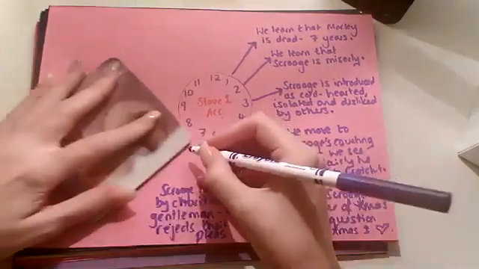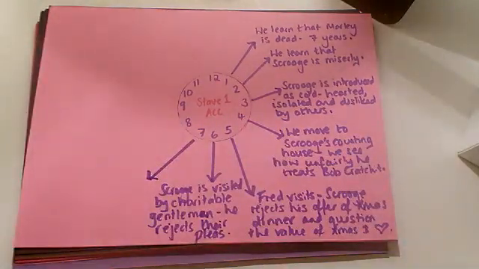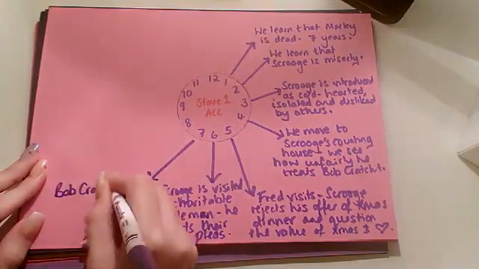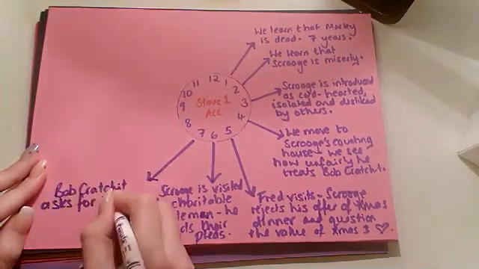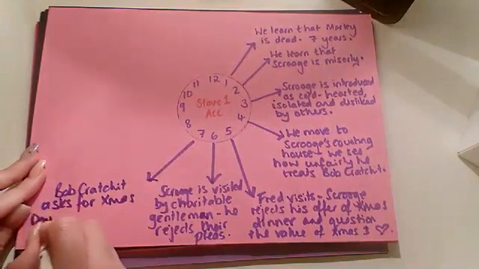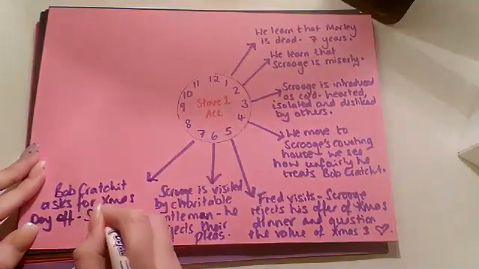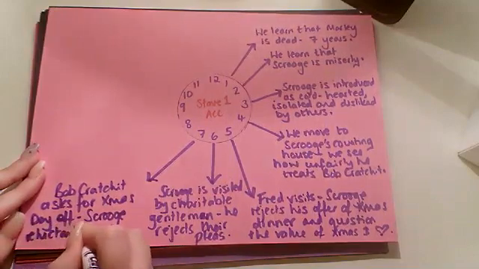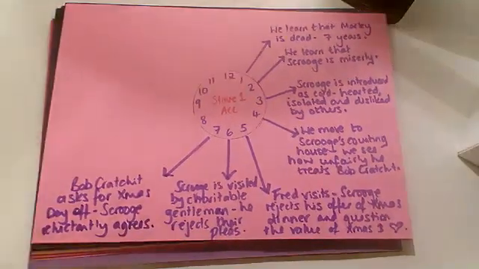Point number 7. Bob Cratchit asks for Christmas Day off. And Scrooge isn't happy, but he reluctantly agrees. Okay, so let's go off the screen a little bit. So Bob Cratchit asks for Christmas Day off, and Scrooge reluctantly agrees.